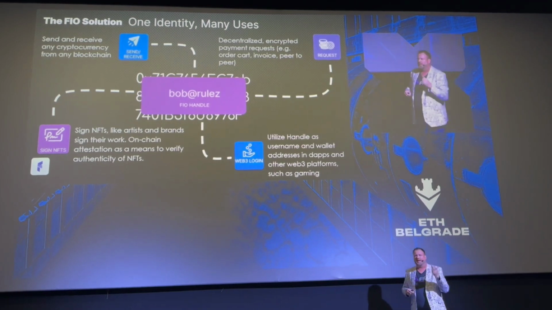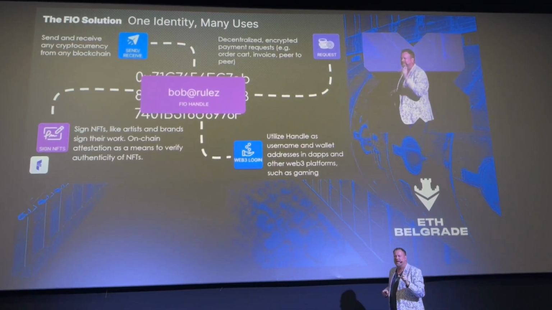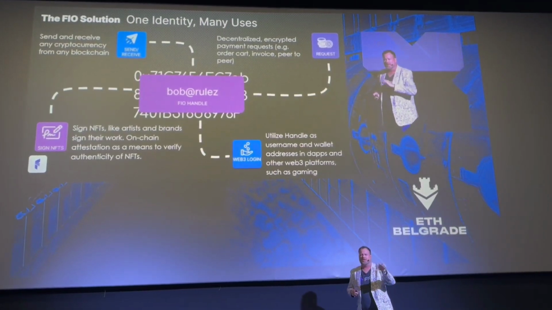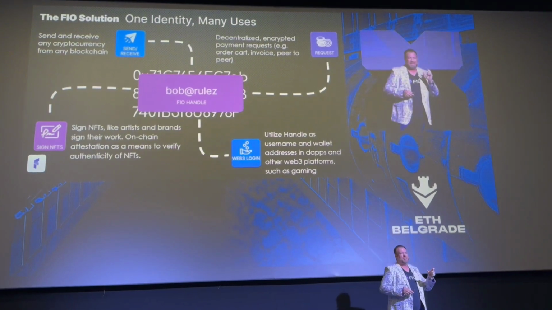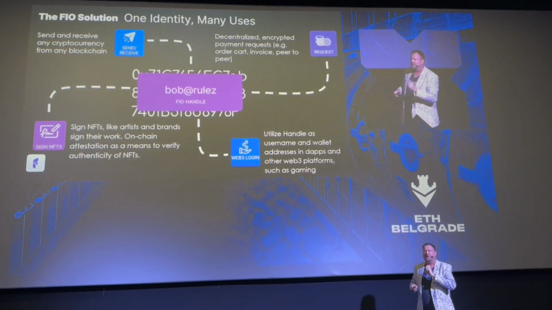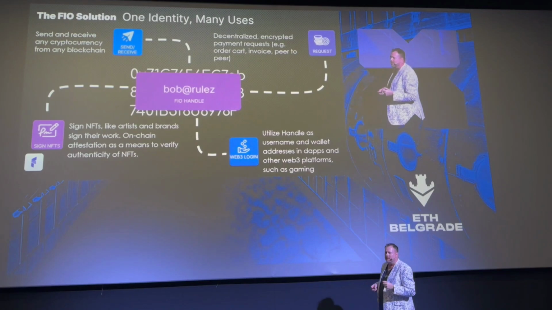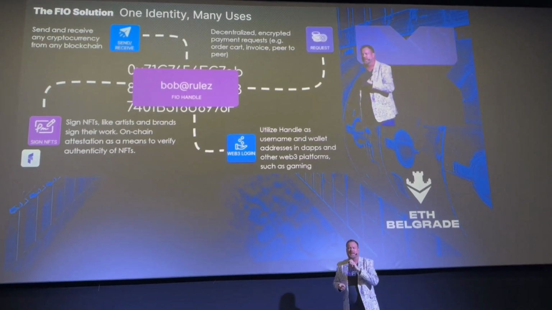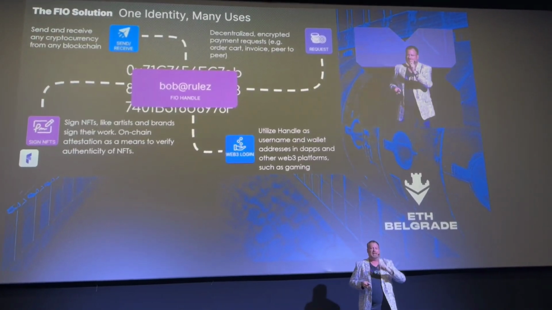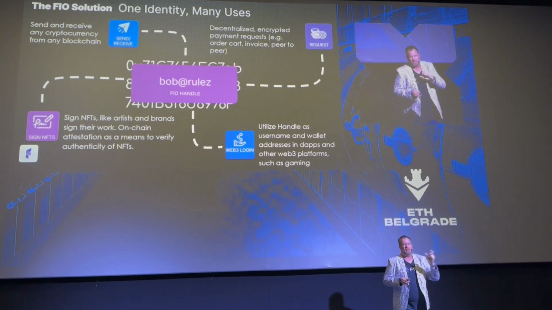So with FIO protocol, those handles that we have can be utilized to sign those NFTs. No matter what chain the NFT is on, you can attach a digital signature so that in the future, if someone is going to buy that on a secondary market, not directly from you, they can verify that the creator that signed that transaction is the one they're buying from.